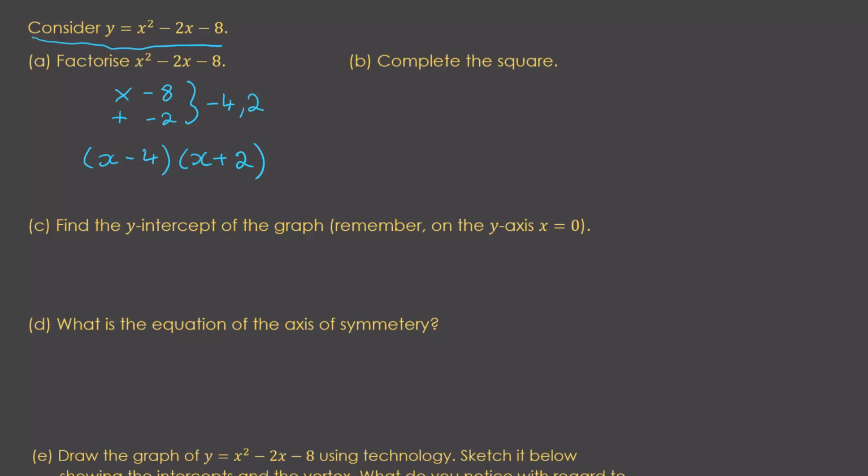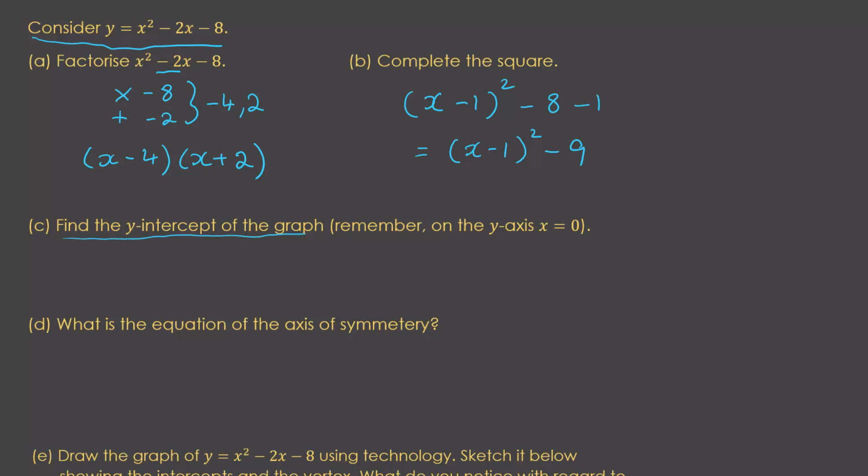Complete the square. So I'm going to have x squared, and I've got the minus 8. And then half of the coefficient of x is going to be negative 1. 1 squared is 1, so I take away 1. So I've got x minus 1 squared, taken away 9. And again, we'll come back and look at that shortly.